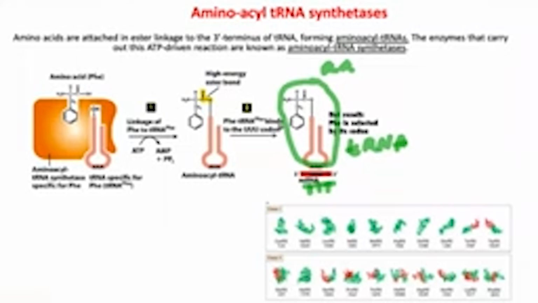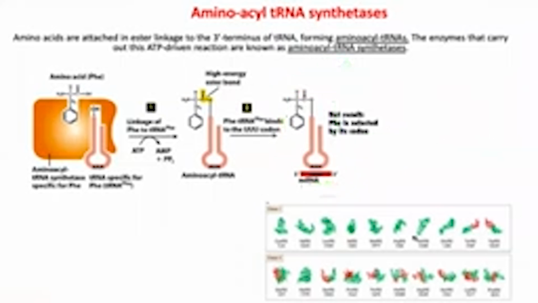Now, the conjugation of these two is carried out by an enzyme called the aminoacyl tRNA synthetase. And again, rather than having a single aminoacyl tRNA synthetase, there are 20 aminoacyl tRNA synthetases which do this function. So 20 enzymes pair one amino acid to one tRNA, and once this complex is formed, it moves to the ribosome.